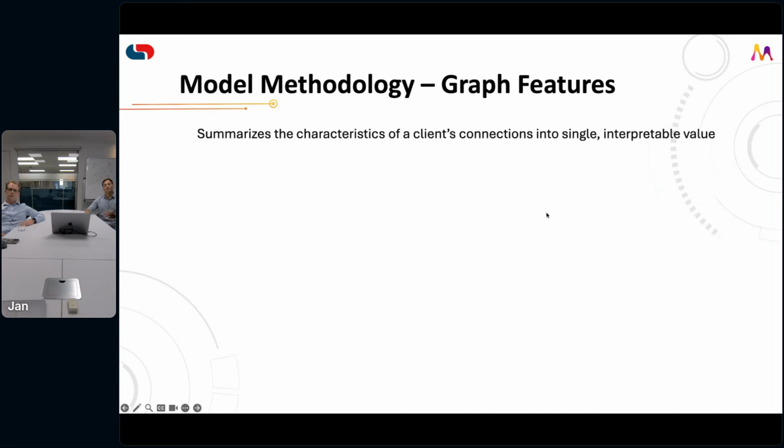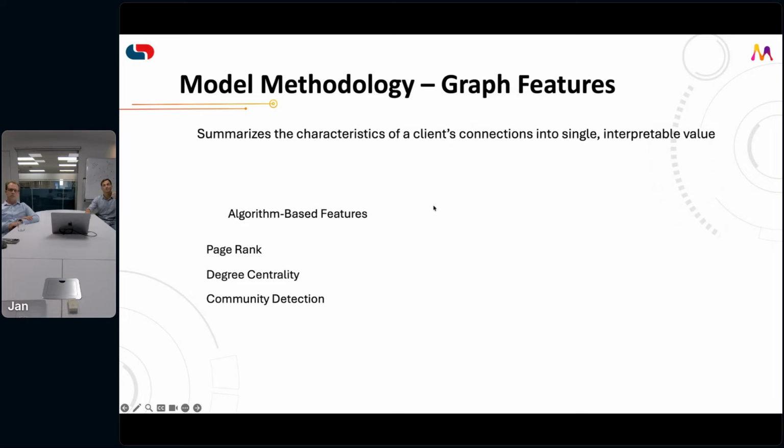This is now where we get to that part. So firstly, when we had the graph and we said, okay, let's start creating those features, we said, okay, but what is the objective of those graph features? And the objective we came to is summarizing the characteristics of the client's nodes into a single interpretable value. And that single interpretable value is very important, but it also is very dependent on those single connections.